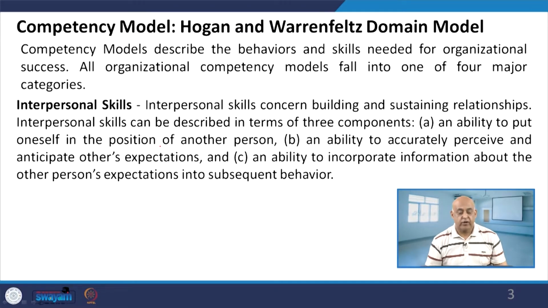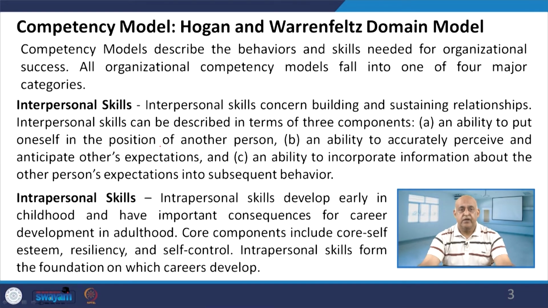Whenever we are talking about the competency model, that is the Hogan and Warrenfeld's domain model, this competency model describes the behavior and skills. What is most important is that, whenever we talk about attitude, behavior and cognitive dissonance, which we have talked about earlier, attitude is a mental state, a state of mind. Therefore, this competency model is mostly focused on behavior, how the behavior should be and what skills are needed for organizational success. And all organizational competency models fall into one of four major categories.